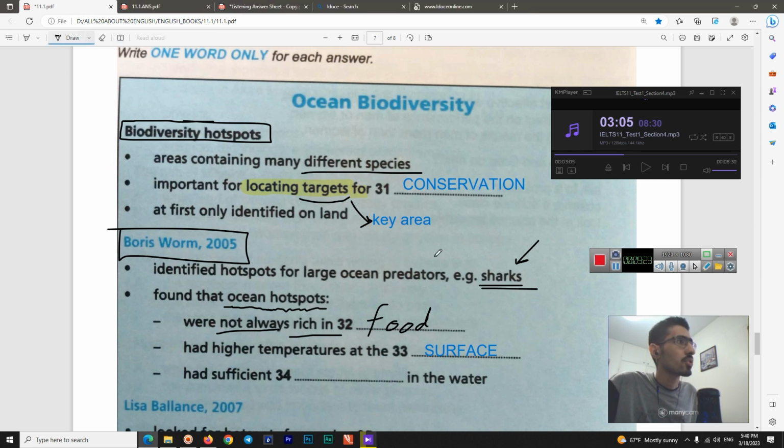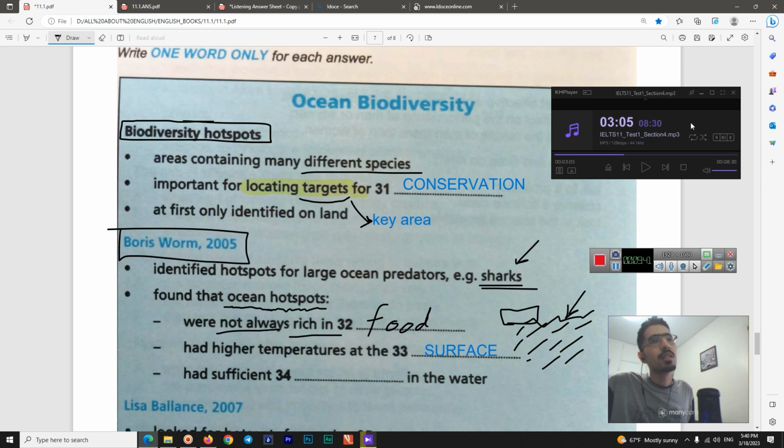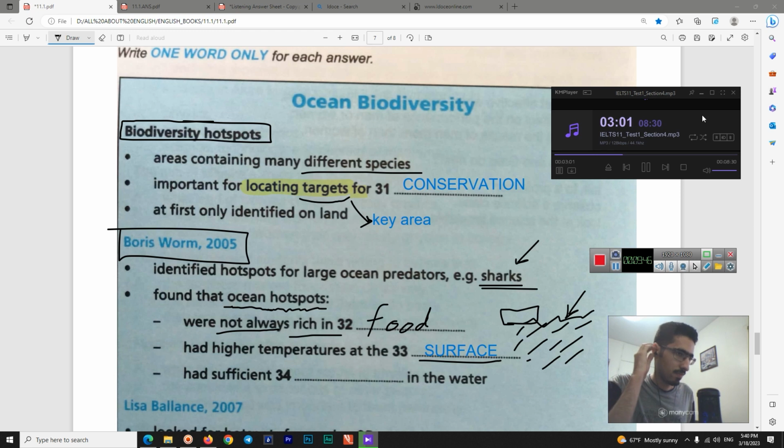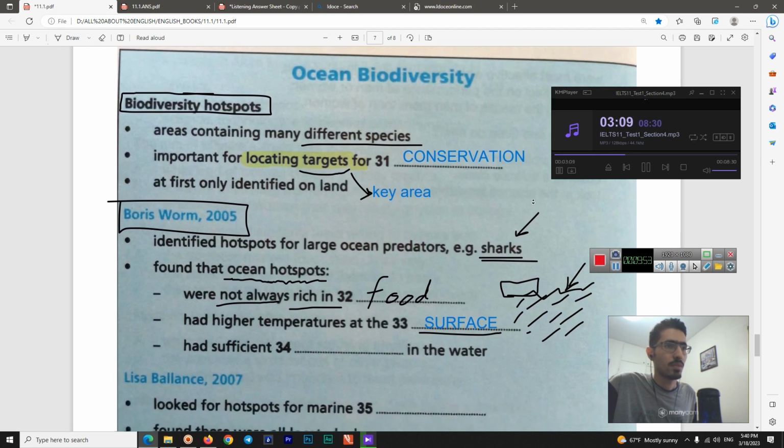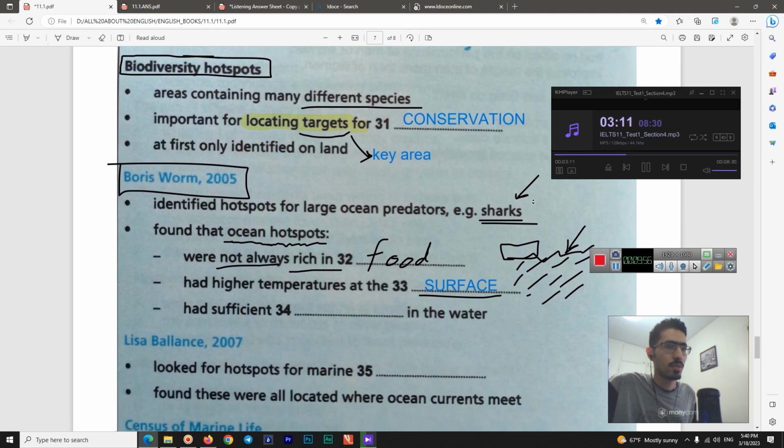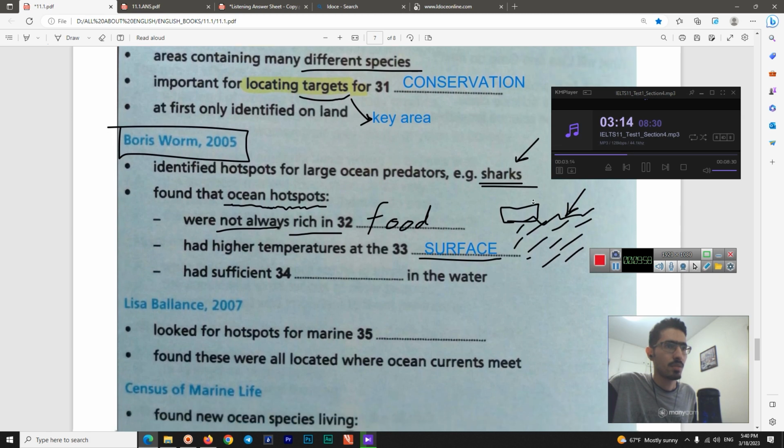If this is the ocean, I'm going to draw some ocean here. If this is the ocean and then we have fish and stuff, there is a boat here. This part is called the surface of the ocean. On the top, the surface. Temperature was higher at the surface. The water at the surface of the ocean had relatively high temperatures, even when it was cool at greater depths. So, this seemed to be a factor in supporting a diverse range of these large predators.